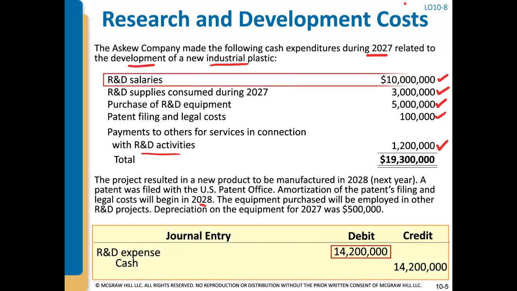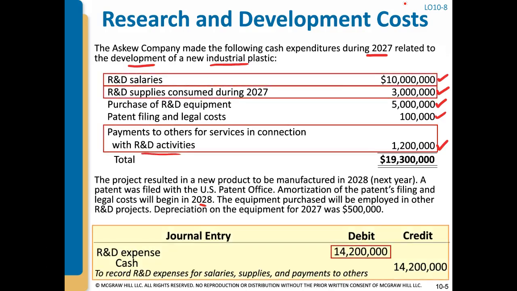So let's see what we record as R&D expense, and exactly what I said, the salaries, the supplies, and payments to others is considered pure R&D expense. So we're going to debit R&D expense, credit cash for $14.2 million.